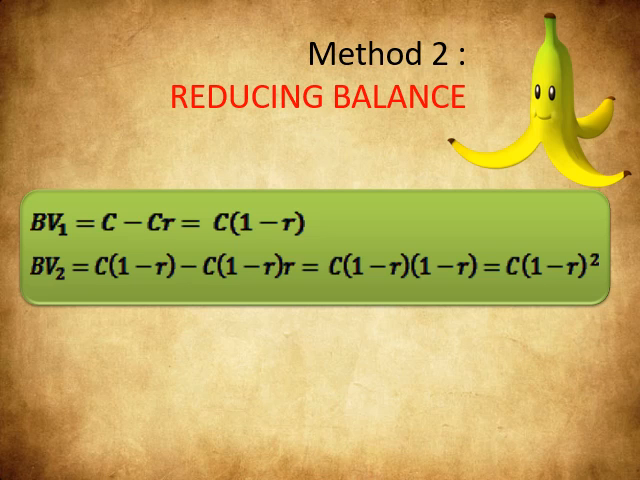But in reducing balance, the depreciation changes every time, so this is based on the value. First we have BV1. BV1 means the book value at the first year. We find the book value at the first year as cost minus cost times R. R is the rate of depreciation. In the reducing balance method, we use the term rate of depreciation.